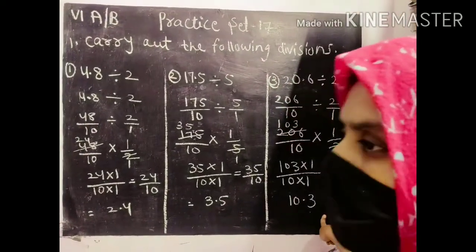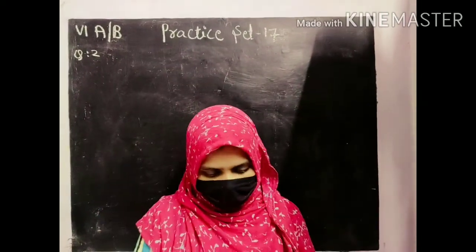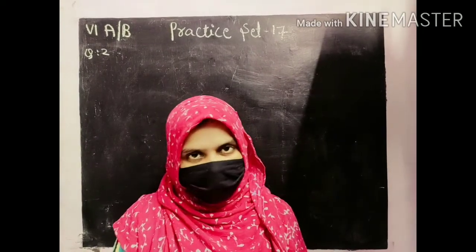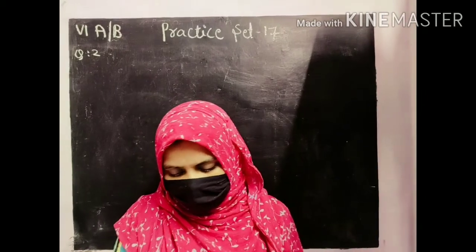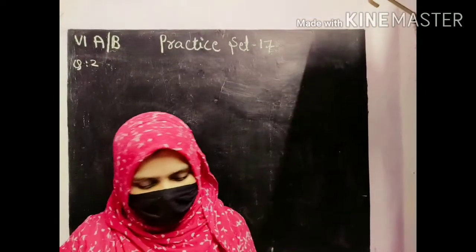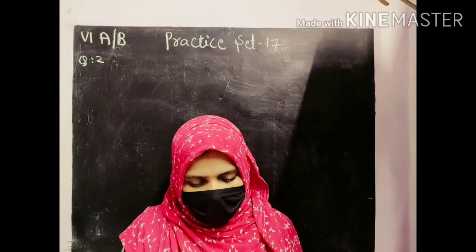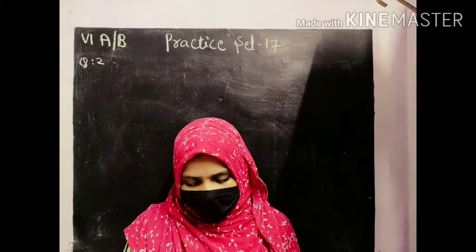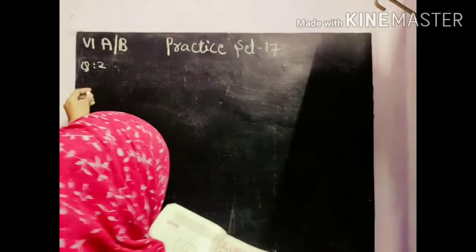Okay. Now question number 2 is: a road is 4 kilometer 800 meter long. If trees are planted on both its sides at intervals of 9.6 meter, how many trees were planted? So here what is given? First we will write the statement.